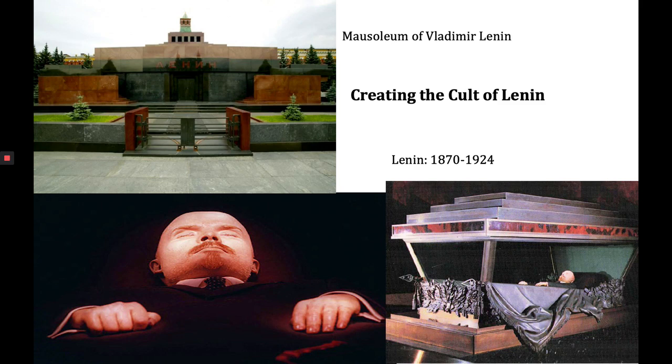One of the things that he does is creates a mausoleum for Lenin. And what they did is they embalm Lenin's body, put him kind of encased in this glass tomb for people to go into. And so here's the outside of the mausoleum, and then inside you have the body of Lenin, which they've preserved. And then people can go in and then pay their respects.